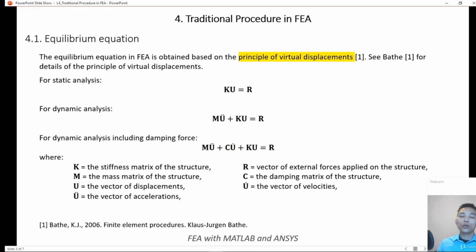In this course, you may not see any example of this one or even dynamic analysis. I just want to provide you key formulations and key examples for static analysis, but I'm quite sure that after this course you can do whatever you want for dynamic analysis or even for dynamic analysis including damping force. It is very easy to implement those equations. But the most important is how we calculate the stiffness matrix, how we calculate the mass matrix, and how we obtain the displacement field and the strain and stress fields. That is the reason why in this course I will mainly focus on this.